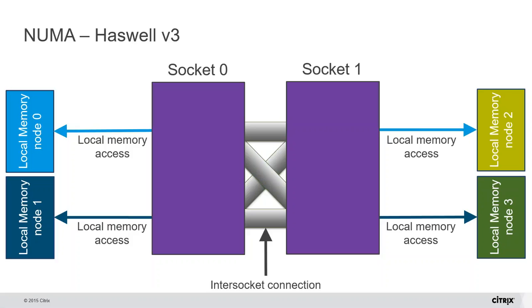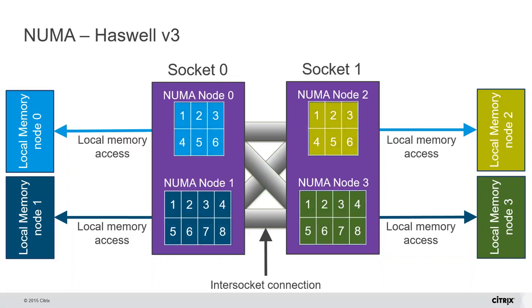So Intel's Haswell V3 chips have numerous cores and different designs, but let's say we're talking about the 14 core here. You would think the NUMA node is going to be 14, or you're going to have 2 that are 7. Actually, one of your NUMA nodes is going to be 6, and the other one's going to be 8.